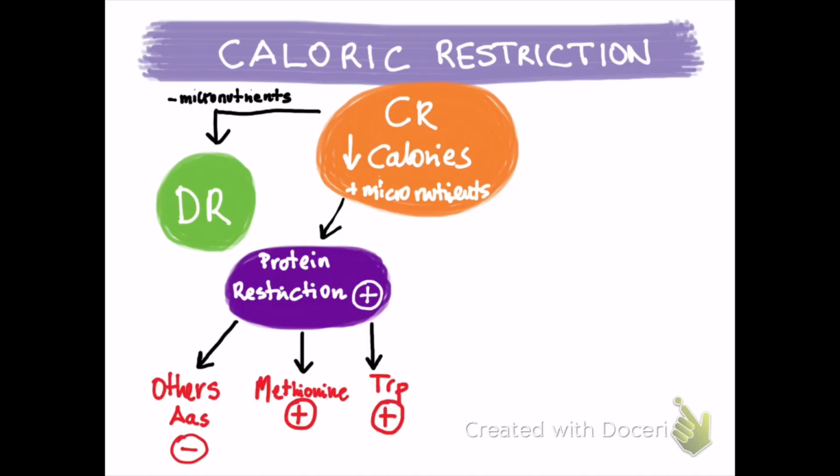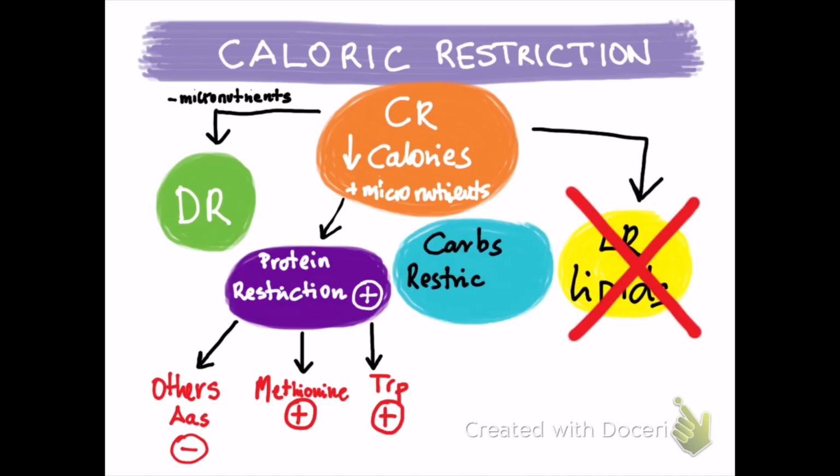Calorie restriction can be produced by restricting carbohydrates but not fat. Since legumes are deficient in these two amino acids, the intake of legumes in the Mediterranean diet reinforces this diet as a diet with calorie restriction.